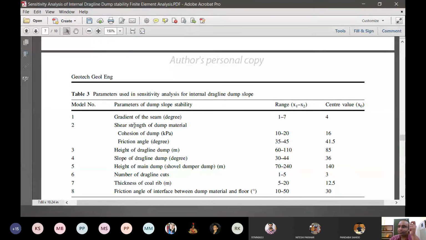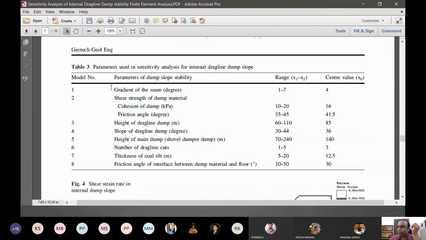In this condition, finite element method, there are different ways of finding factor of safety. We'll be discussing that when we reach that topic. But what I wanted to show was what we did and how the sensitivity analysis was done. So in this, like I was saying, there were some geometrical and there were some material properties. So total 8 or 9 changes were made, and these were the variations.